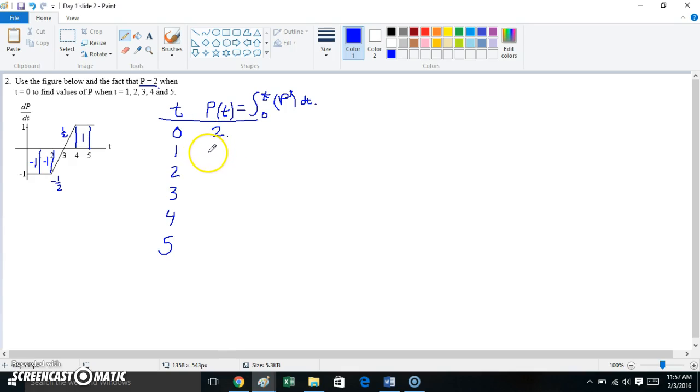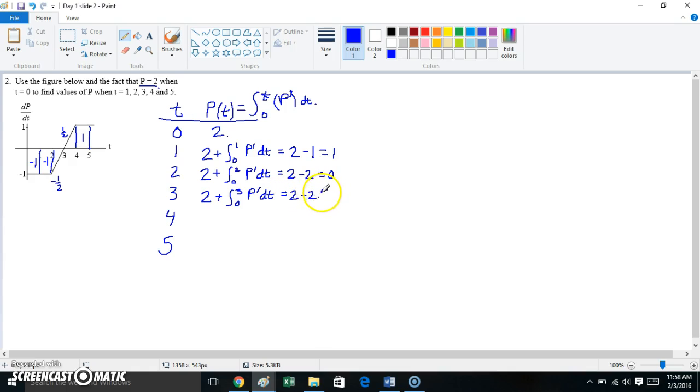That means for t equals 1, we'll get 2 plus the integral from 0 to 1 of p prime. That will be 2 minus 1, or 1. Continuing that pattern, at 2, the integral from 0 to 2 of p prime will be 2 minus 2, or 0. At 3, the integral from 0 to 3 of p prime will be -2.5.